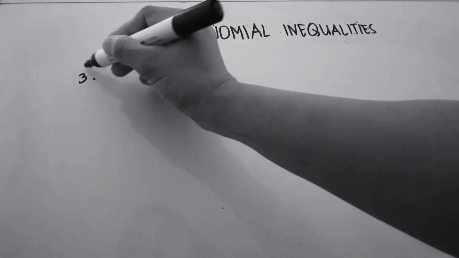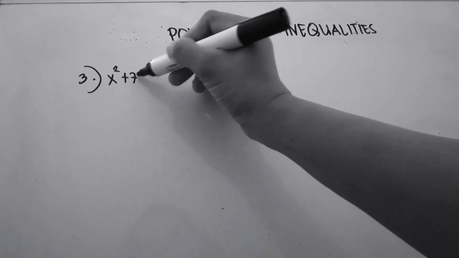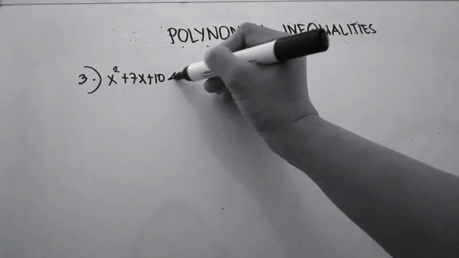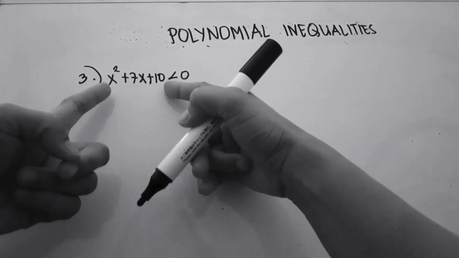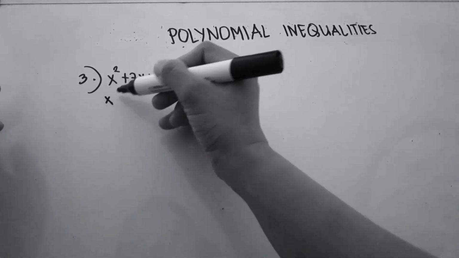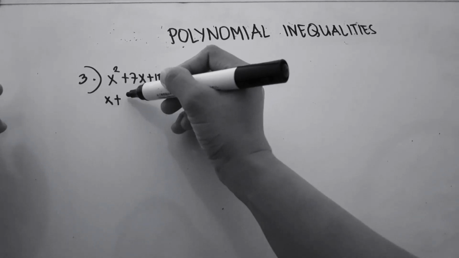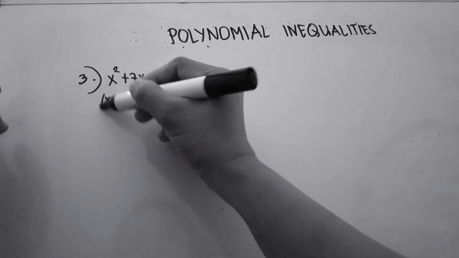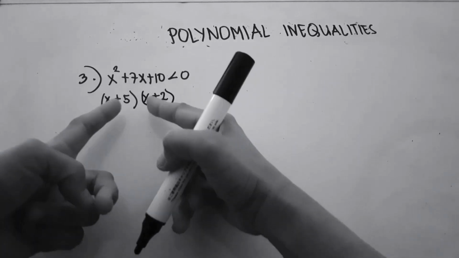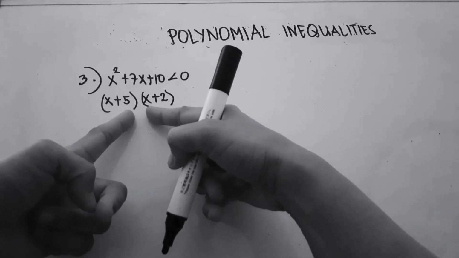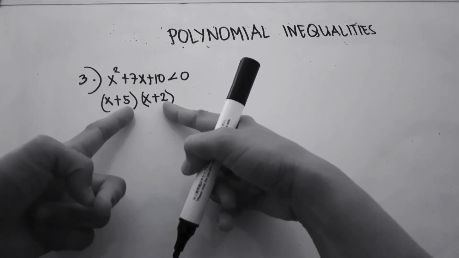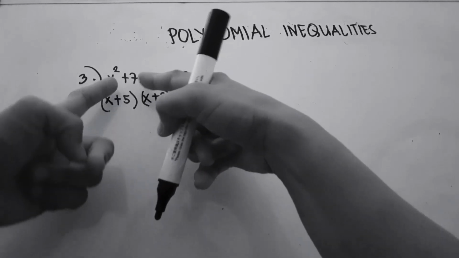Let's try another example: x squared plus 7x plus 10 is less than 0. Since this is in quadratic form, we have to factor this. It factors as x plus 5 and x plus 2. When we multiply, 5 times x is 5x, and x times 2 is 2x, so 2x plus 5x is 7x, which is equal to the middle term up here.